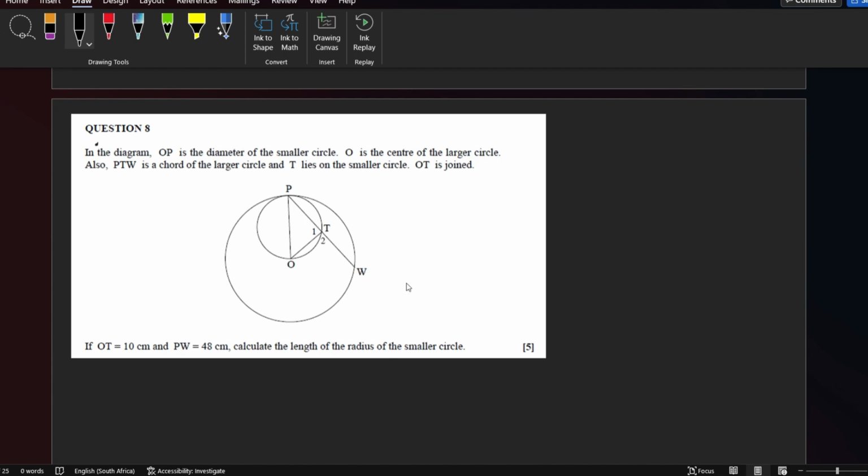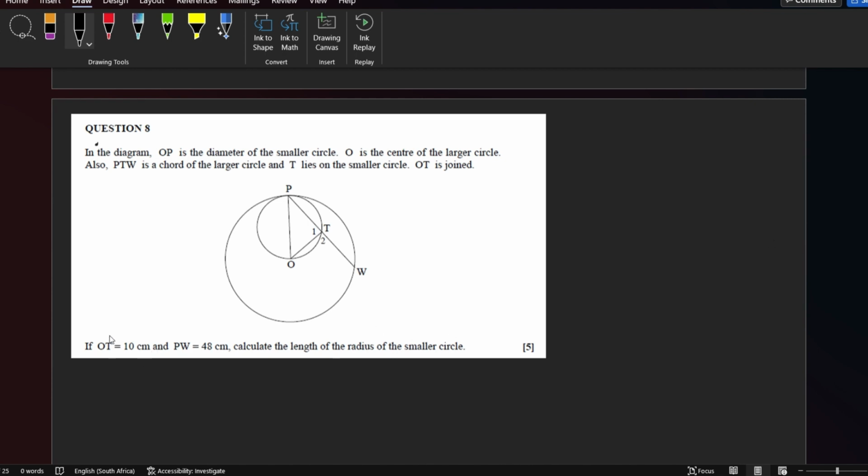They tell us that PDW is a chord of the large circle and T lies on the smaller circle, and then they join OT. So they give us the length of OT being 10 centimeters and the length of PW being 48 centimeters, and they ask us to calculate the length of the radius of the smaller circle. So of the smaller circle, they want the radius, which is half the diameter. So naturally, we would have to calculate the diameter first and then halve that to get the radius.